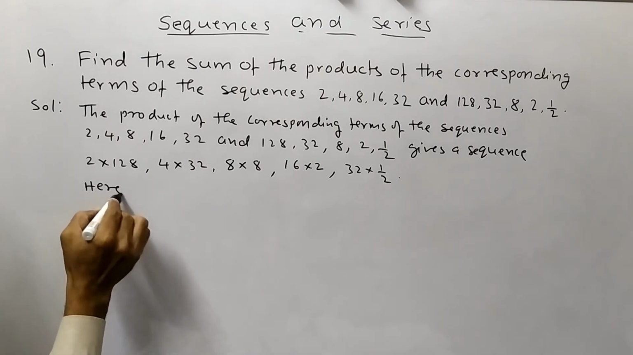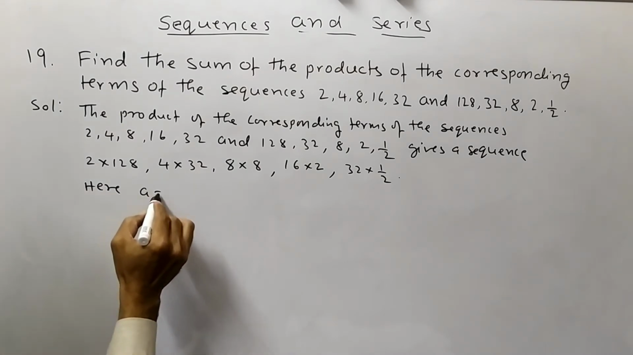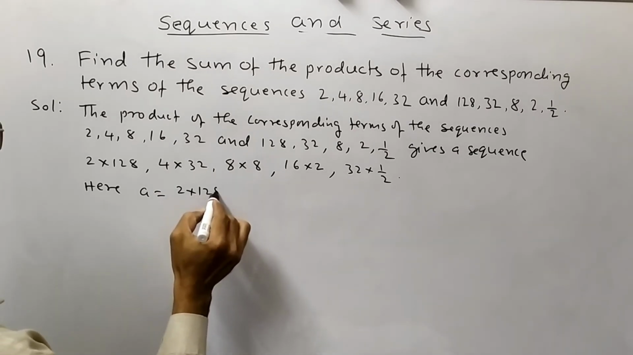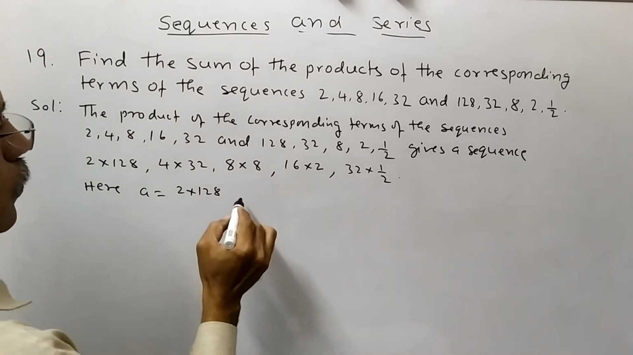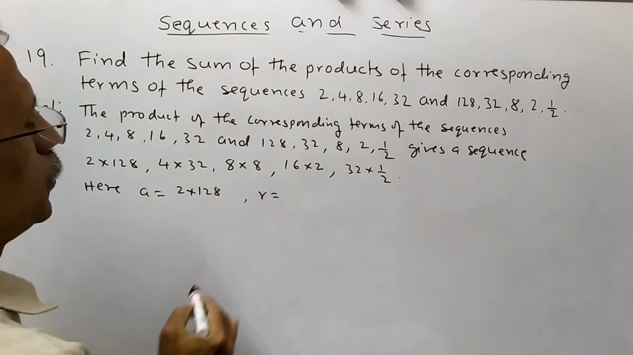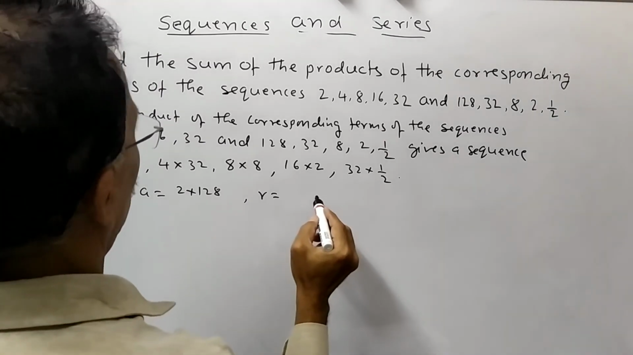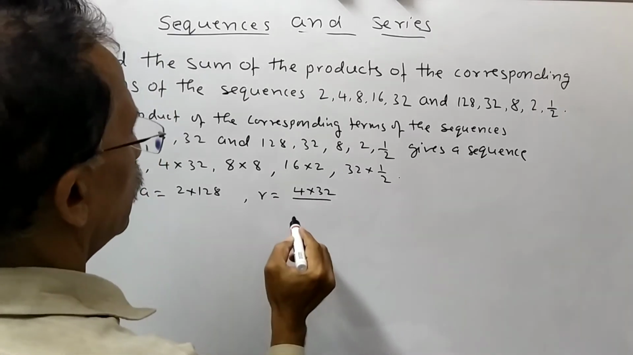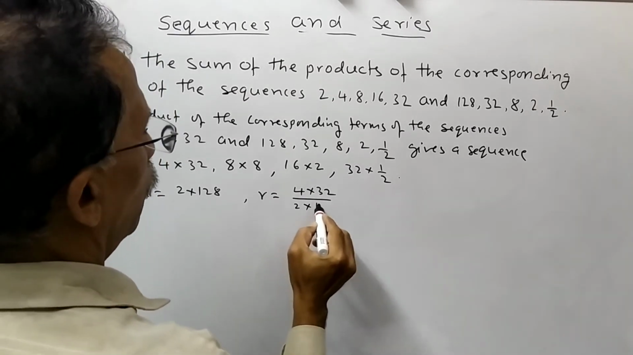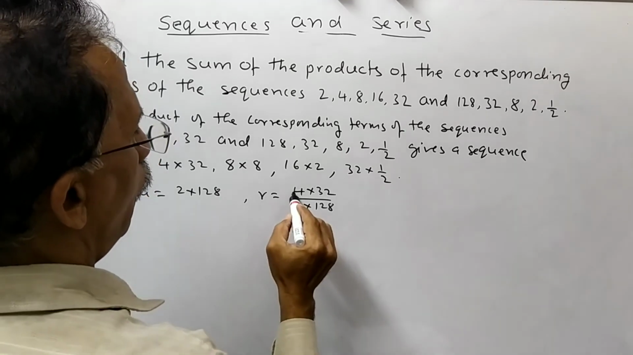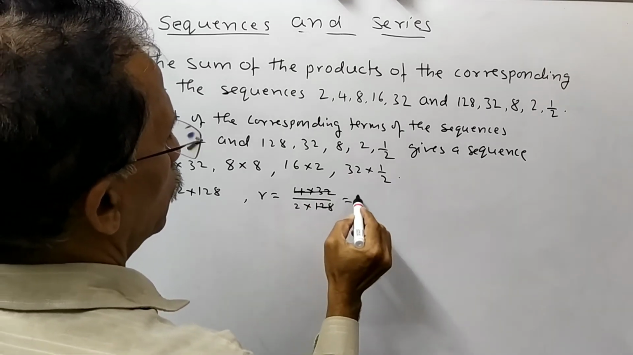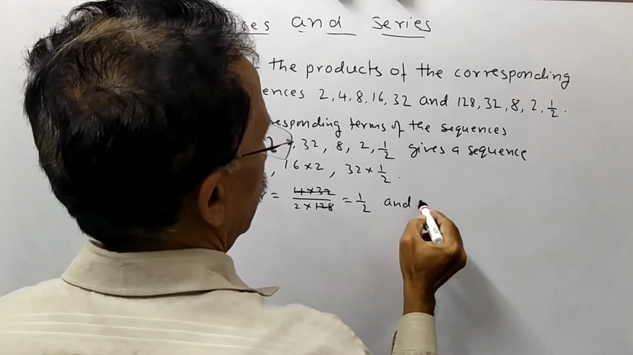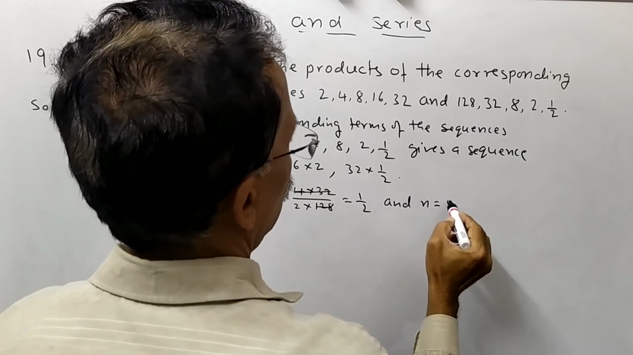Here A is equal to 2 into 128, R is equal to 4 into 32 divided by 2 into 128 is equal to 1 by 2 and n is equal to 5.